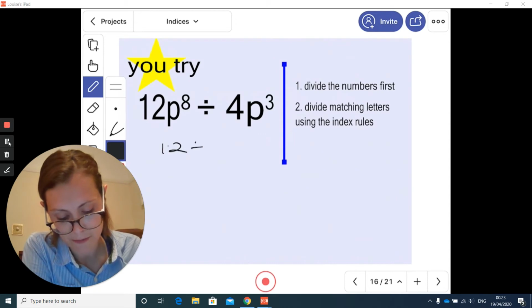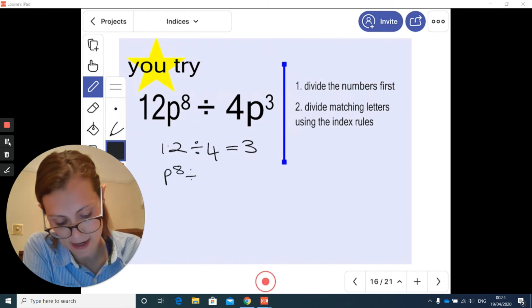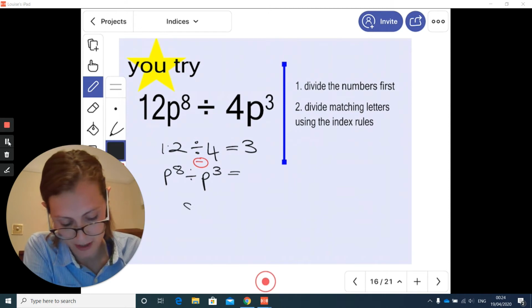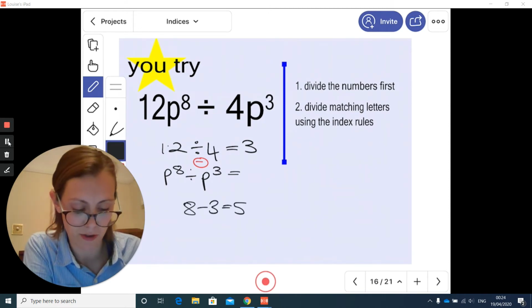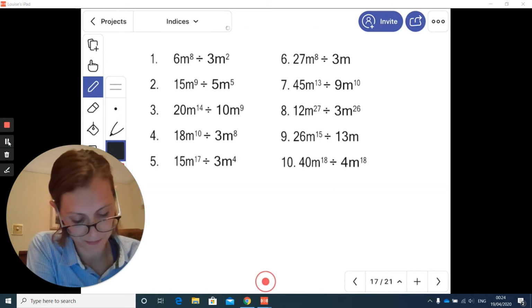I've got 12 divided by 4, which is 3. And then I've got p to the power 8 divided by p to the power 3. So I'm subtracting the powers. I'm going to write it here. 8 minus 3, which is 5. So I get p to the power 5. So final answer, 3 p to the power 5.